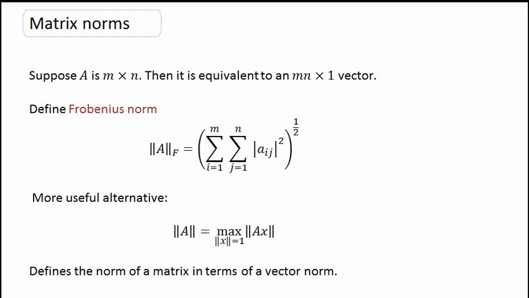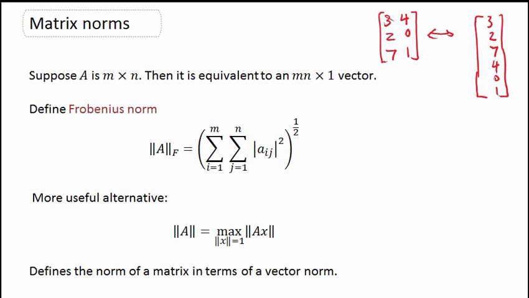If A is an m by n matrix, then we do have a very cheap way of computing a norm of A. It's the same thing as having an mn by 1 vector, right? So if I had the matrix 3, 2, 7, 4, 0, 1, we could just as easily consider that to be like the vector 3, 2, 7, 4, 0, 1. And then we could apply a vector norm.